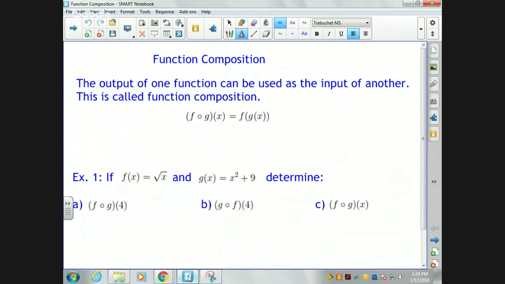The last couple of days we did addition of functions, subtraction, multiplication, and division, where basically if you want to find the y values of the sum of two functions, you just take the y values of the individual functions and add them together. Same goes for subtraction, multiplication, and division. So this one's a little bit different, because what we do with function composition is we take the output of one function and use it as input for another function. And we can think of that very graphically.